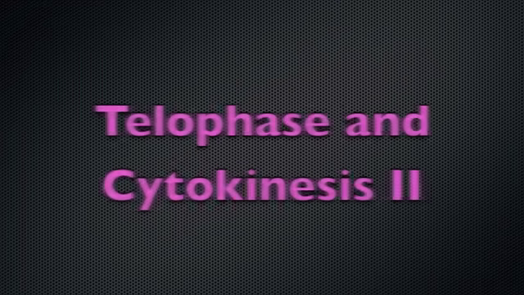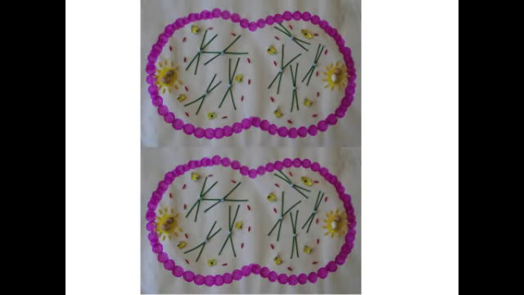During telophase 2, the nuclei begin to form at each pole, and the nuclear envelope begins to reform. At the same time, cytokinesis occurs. Finally, there are 4 daughter cells, each with a single set of chromosomes.